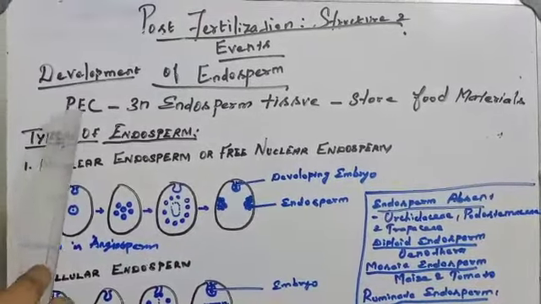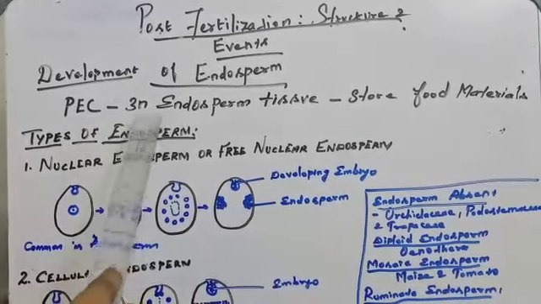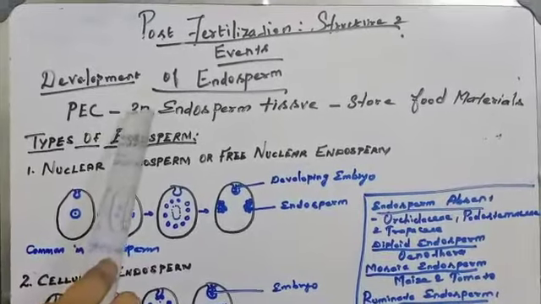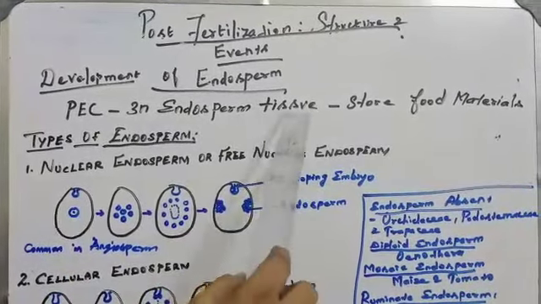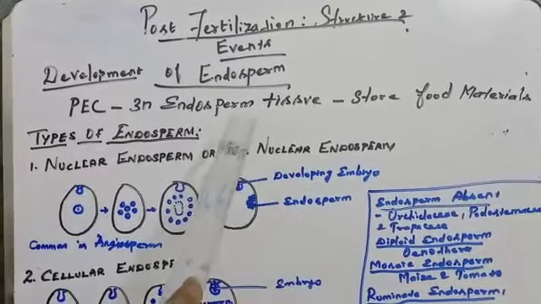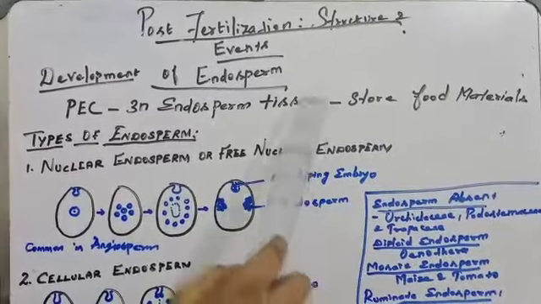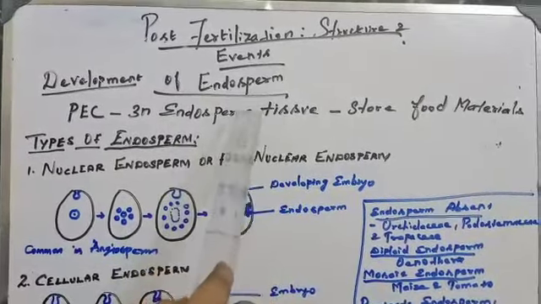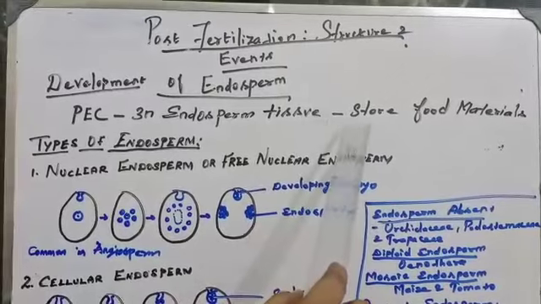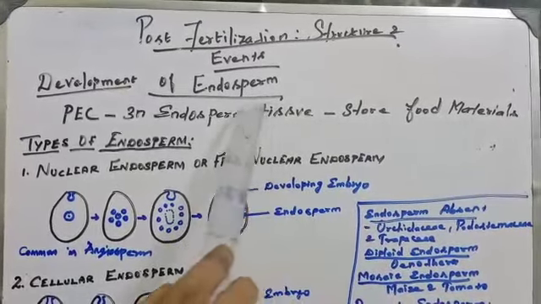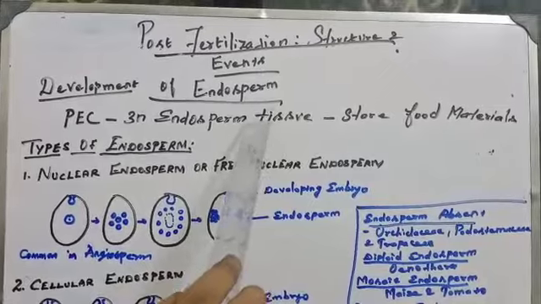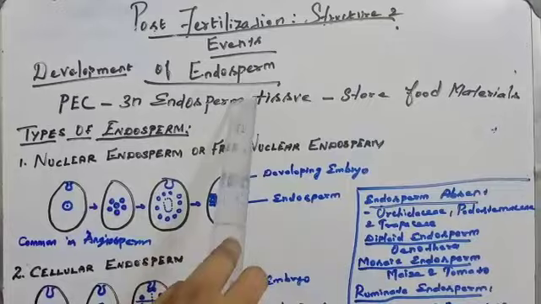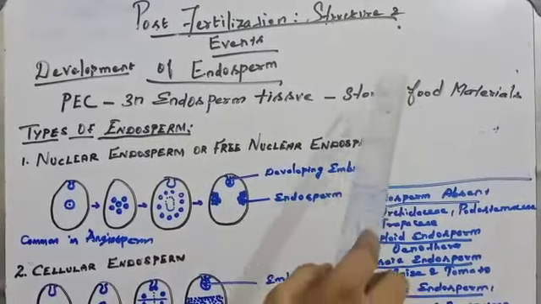First, the primary endosperm cells divide repeatedly and form endosperm tissue, which is triploid in nature. This endosperm tissue stores food materials, and these stored food materials are utilized by the developing embryo and also at the time of seed germination. So what is present in the endosperm? Food is present in the endosperm.